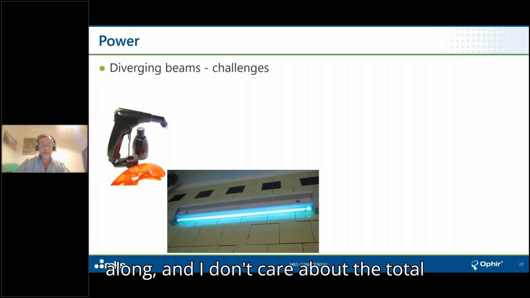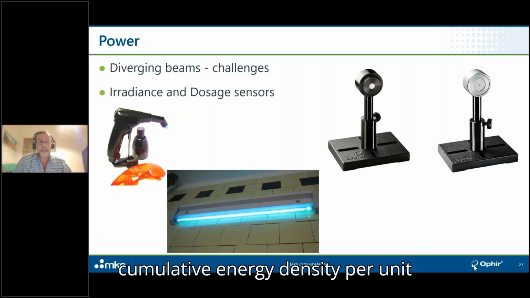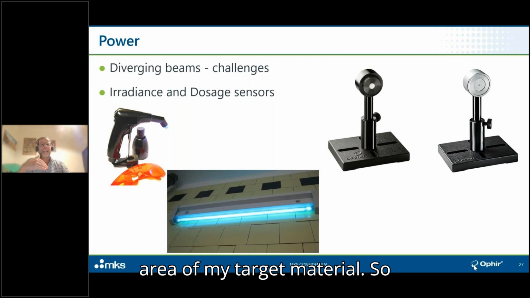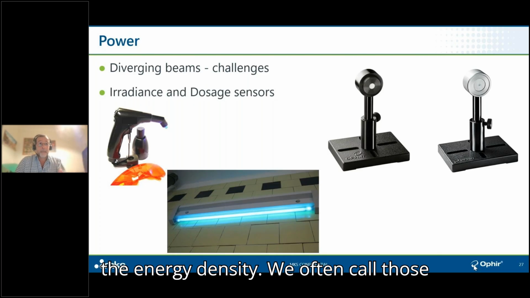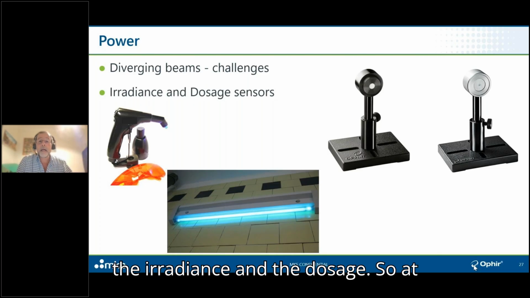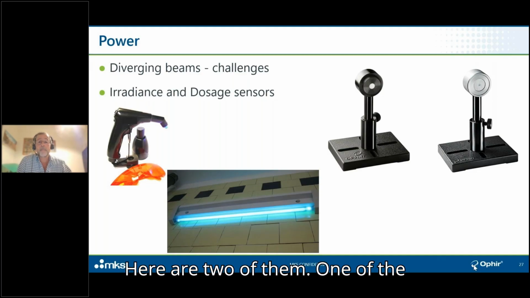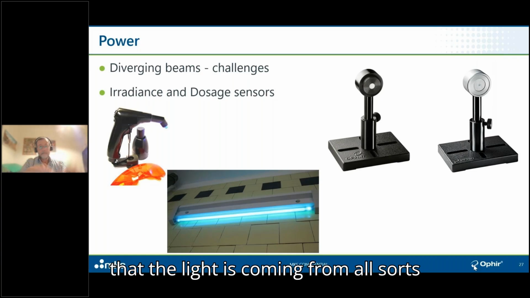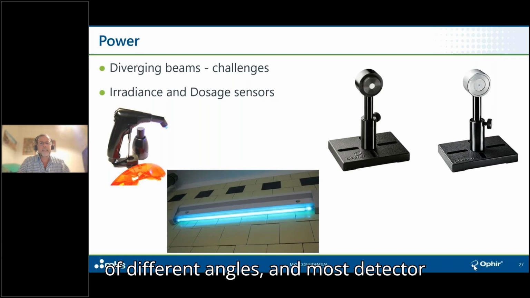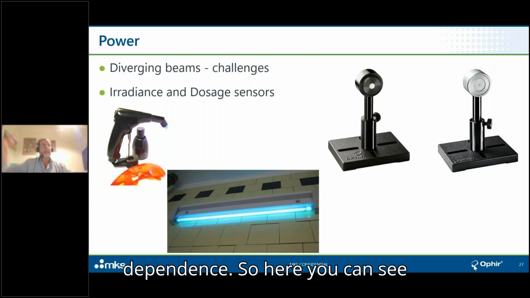So at Ophir, we actually have a few sensors that are specifically meant for that. Here are two of them. One of the challenges in this kind of measurement is that the light is coming from all sorts of different angles, and most detector types have some degree of angle dependence. So one of the things you might be able to notice is that there's a diffuser built on in front on the aperture of that detector, so that the light coming in gets diffused, gets mishmashed around, and it gives the sensor a proper cosine response to get rid of the dependence on the angle.